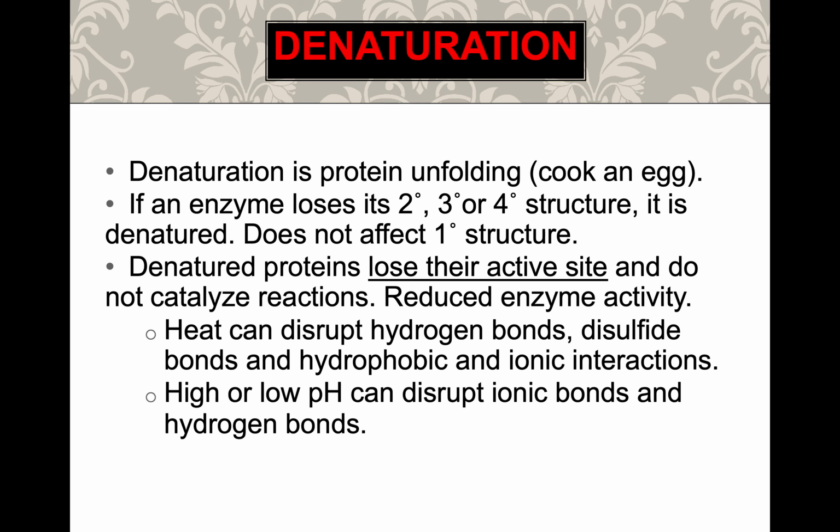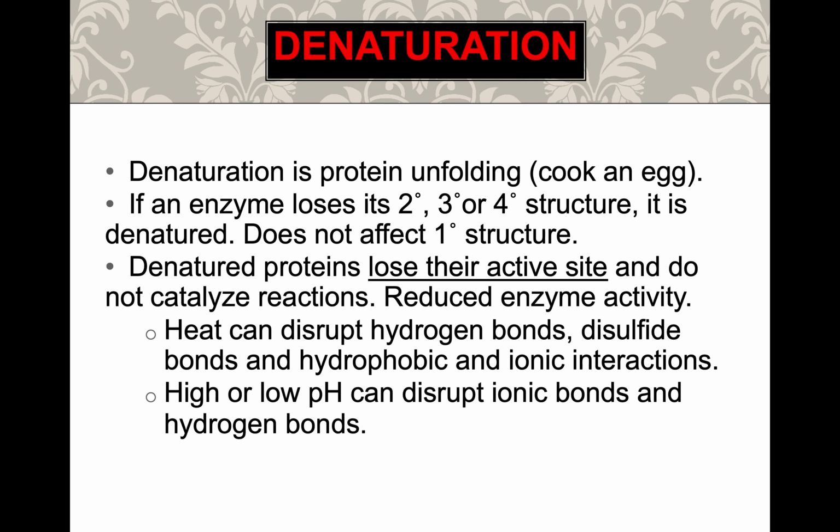So what do they do? How would they affect the enzyme activity? Now, for denaturation, denaturation is also a form of protein unfolding. For example, cooking an egg. If not, then probably you would want to eat a raw egg, okay? So cooking it, making it bearable to eat, okay, but it also causes protein to denature. Now, if an enzyme loses its secondary, tertiary, or quaternary structure, it is called denatured. Usually, primary structure is not affected because it is just a polypeptide chain, so it will remain as it is.